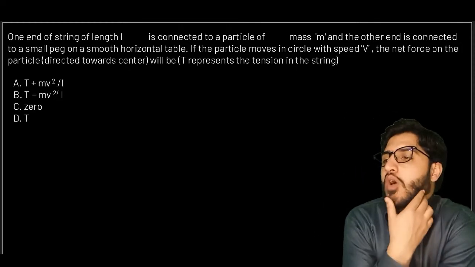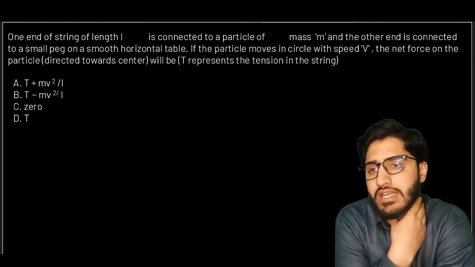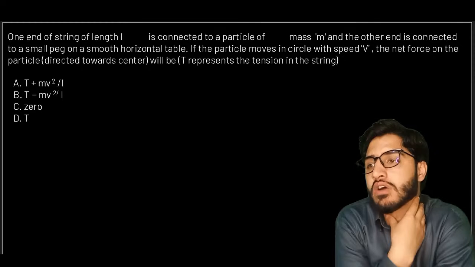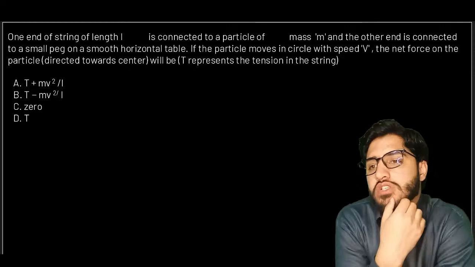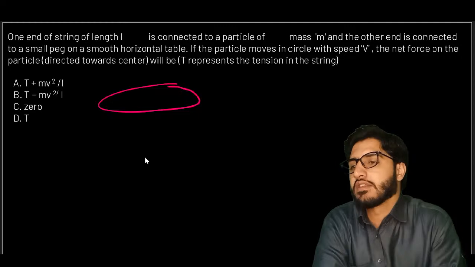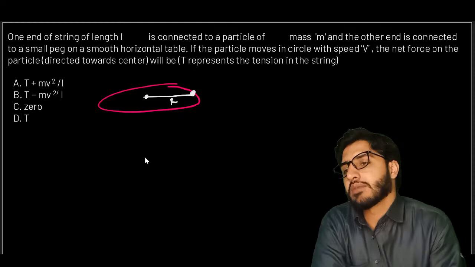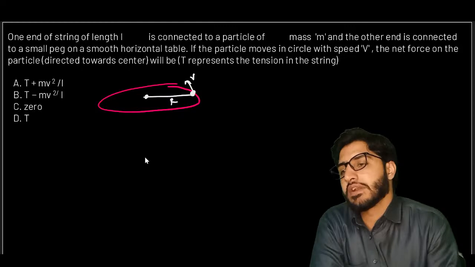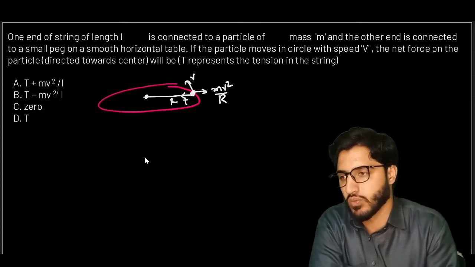So one end of a string of length L is connected to a particle of mass m, and the other end is connected to a small peg on a smooth horizontal table. If the particle moves in a circle with velocity v, the net force, okay, that means if we have a circular frame like this, we have the peg here, we have the particle like this, right? So it's a radius r, the particle is moving with velocity v. What will happen? If it is tight enough, we will have a tension here and one force, that is mv square by r outwards. So what is the net force?